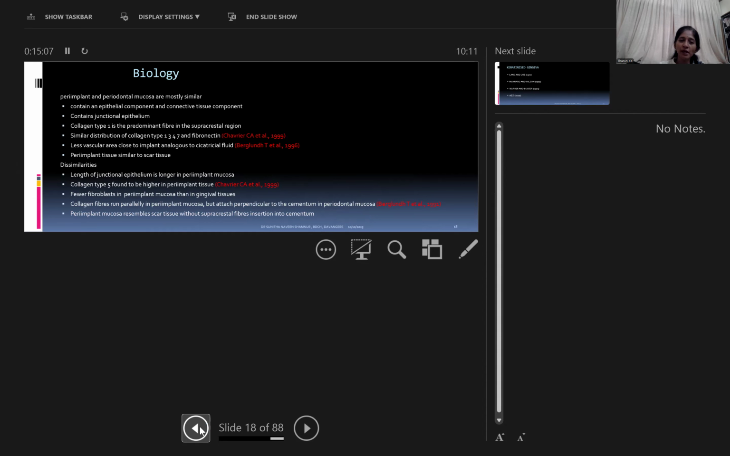And the peri-implant mucosa here resembles the scar tissue without having the supracrestal fibers insertion into the cementum. Please remember this. And obviously, there is less vascularization in the peri-implant mucosa as opposed to a periodontal ligament. Yes, all this has a direct bearing on how you want to create the permucosal seal around the implants.